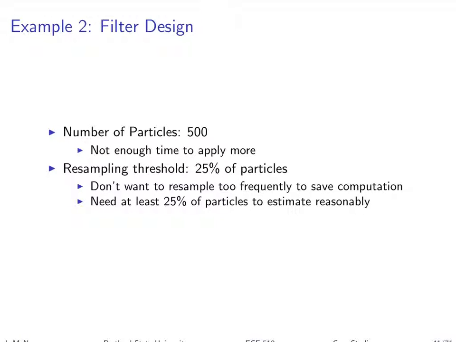I guess I was in a rush when I did this, so I didn't use very many particles, and I also always like to push the limits. And I set the resampling threshold at 25% of the particles because I didn't want to resample too frequently, to save computation, but I also wanted to have at least 25% of the particles so that the estimates would be reasonable at all times.